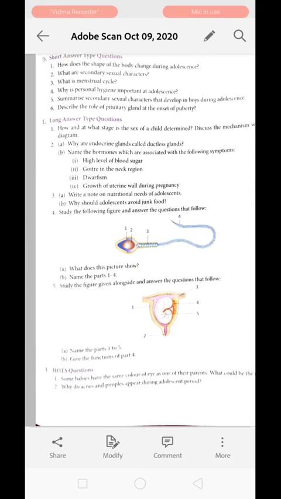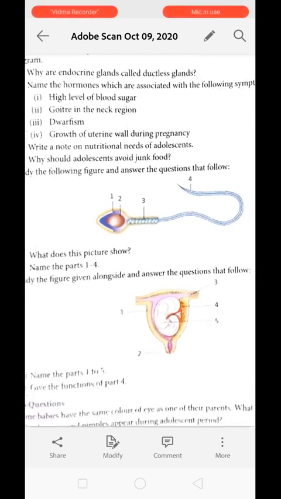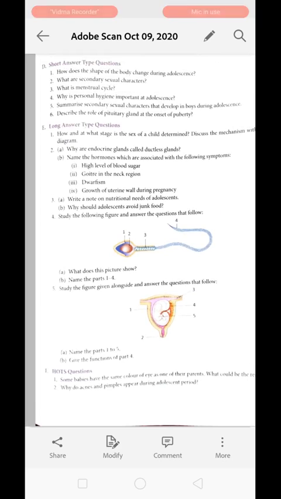Study the following figure and answer the following question. First, you have to mark it 1, 2, 3, 4. What is 1? 1 is acrosome. 2 is nucleus. 3 is neck region of the sperm, which is carrying lots of mitochondria, whereas 4 is the tail region of the sperm. Now, what does this picture show? This picture is a picture of sperm. Next, name the part 1 to 4. You will name it accordingly.